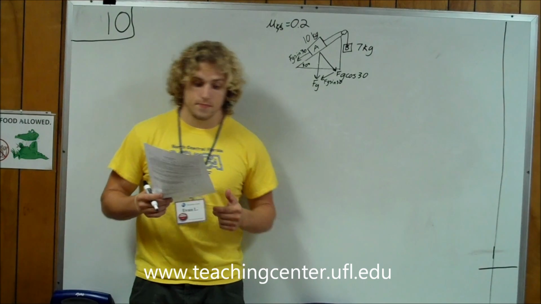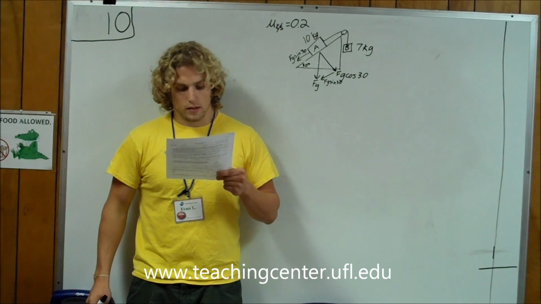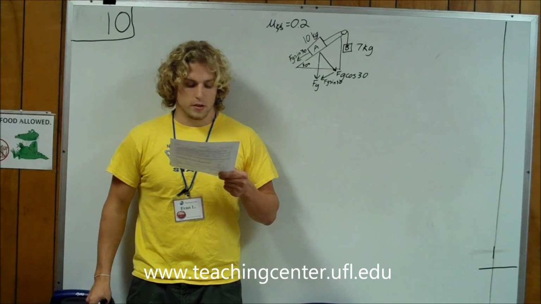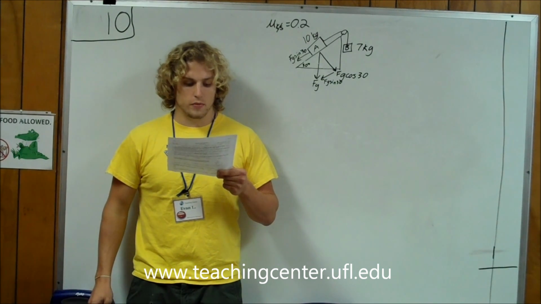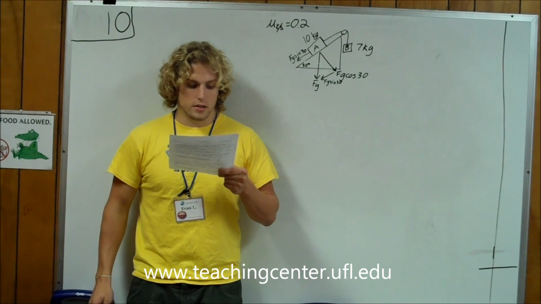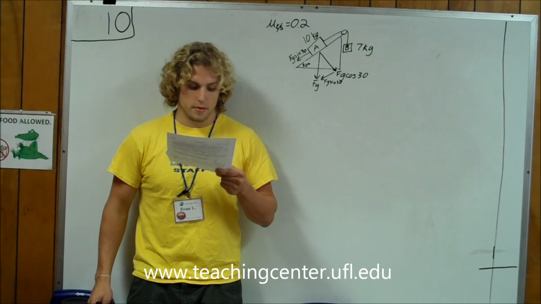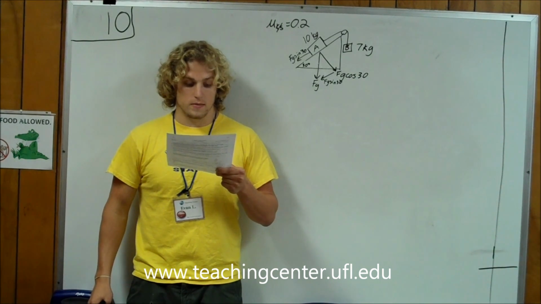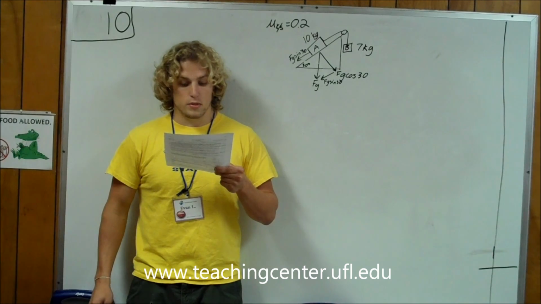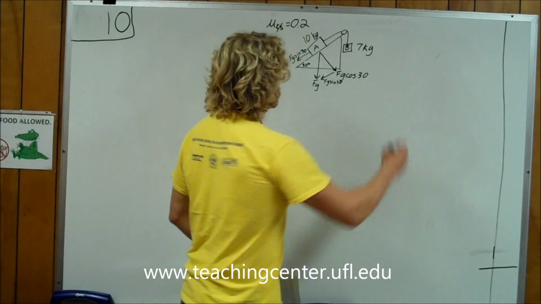This is number 10. Block A with a mass of 10 kilograms rests on an incline of 30 degrees to the horizontal. The coefficients of kinetic and static friction are both 0.2. The attached string is parallel to the incline and passes over a massless, frictionless pulley at the top. Block B with a mass of 7 kilograms is attached to a dangling end of the string. The acceleration of B is what?